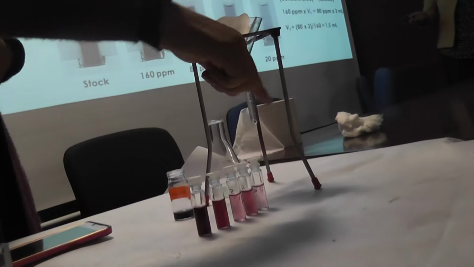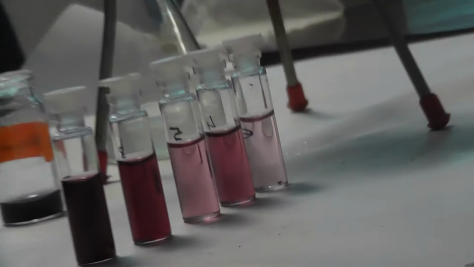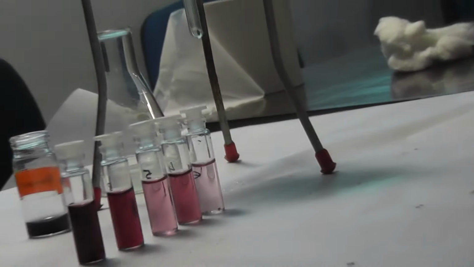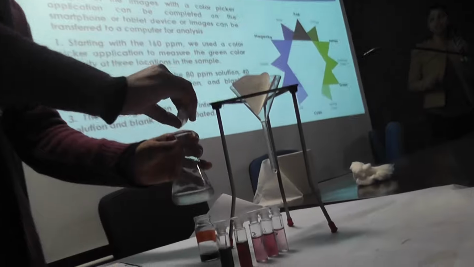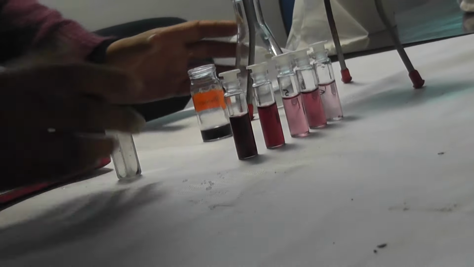Then we have 160 ppm of solution. Then again serial dilutions were performed, and 80 ppm, 40 ppm, 20 ppm, all those serial dilutions were performed, and we got these samples. Then the data collection was done. Now this was done using the complementary color theory.